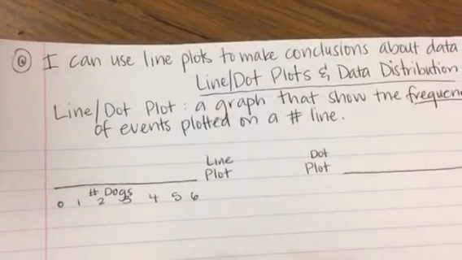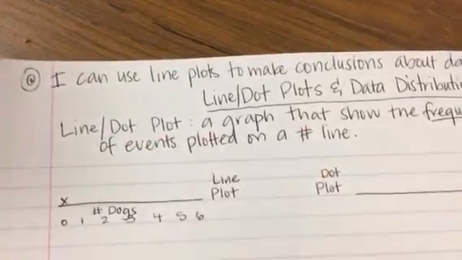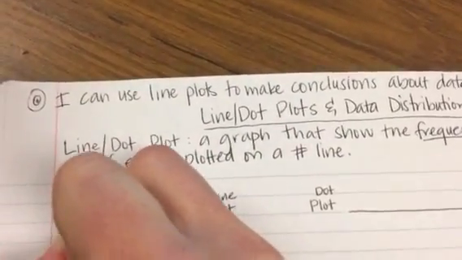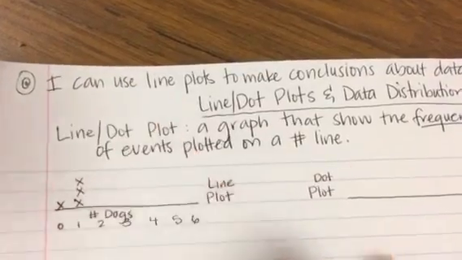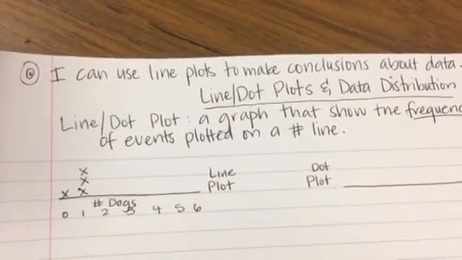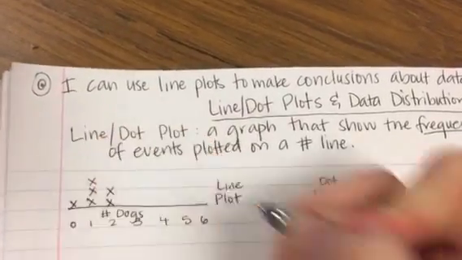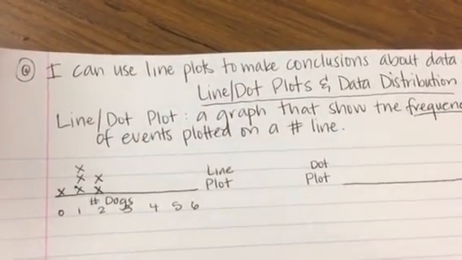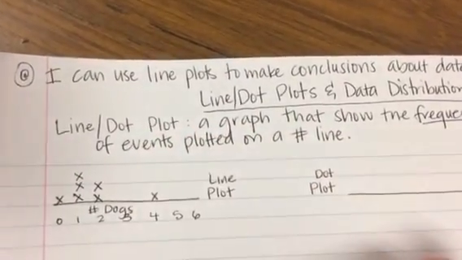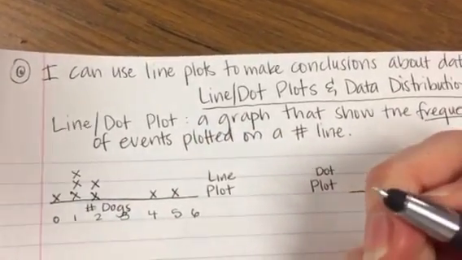And let's say that one person said they don't have any dogs. Well, that means I put an X above the 0. And then maybe 3 people said they have 1 dog. So I put 3 X's above the 1. And let's say that 2 people said that they had 2 dogs. So I'll put 2 X's there. And then one person said they had 4 dogs. And one person said they had 5 dogs.